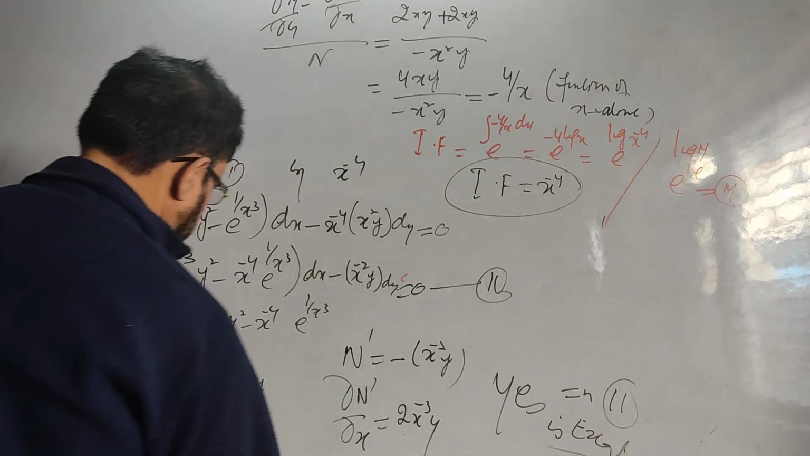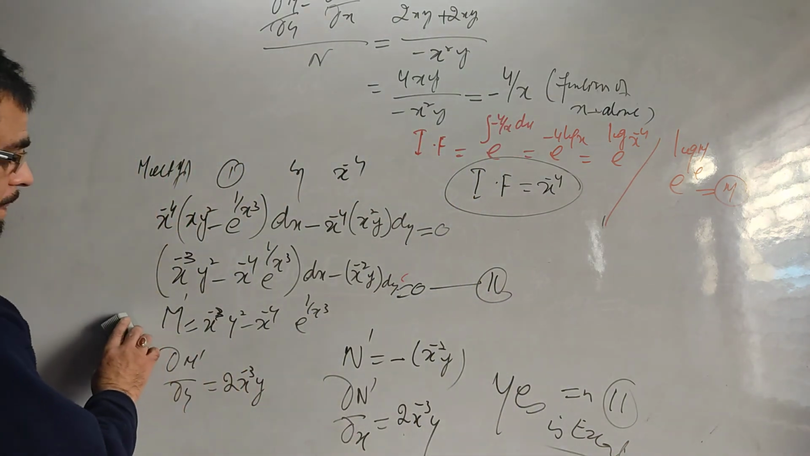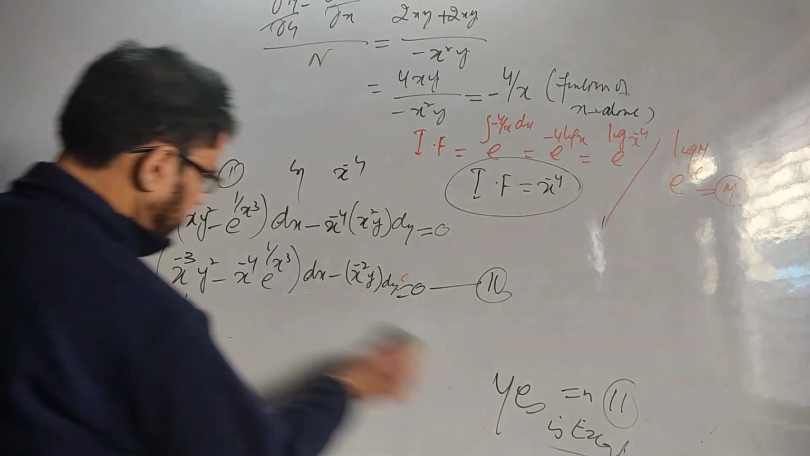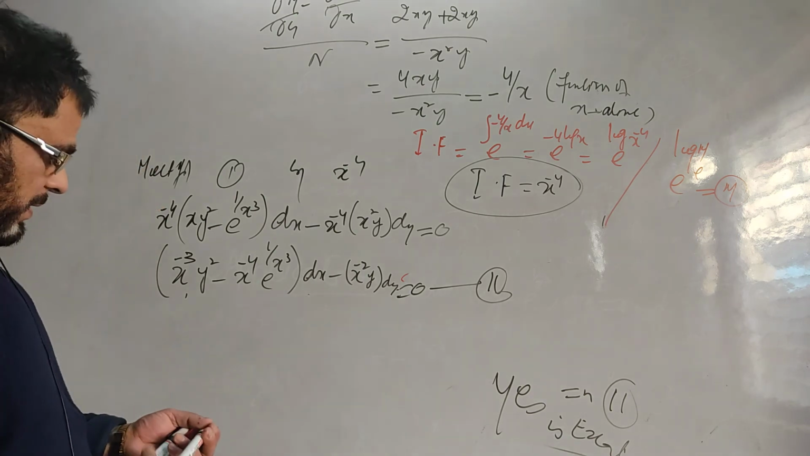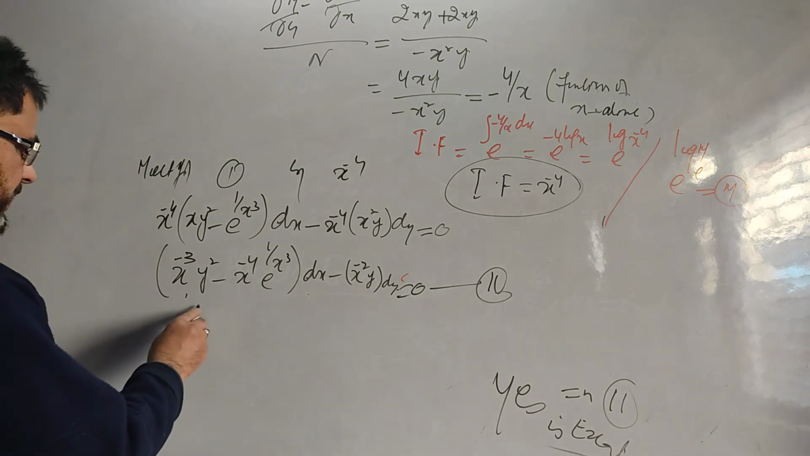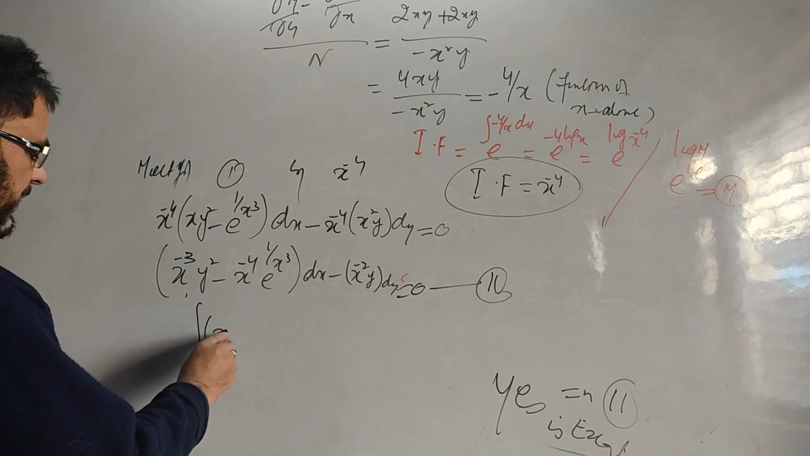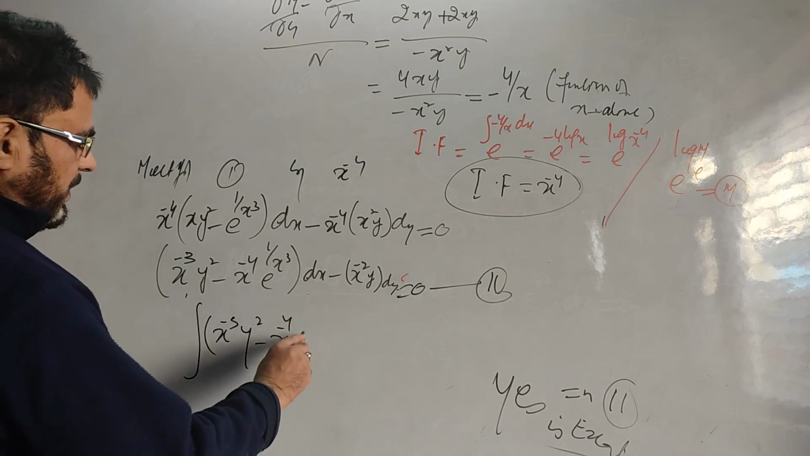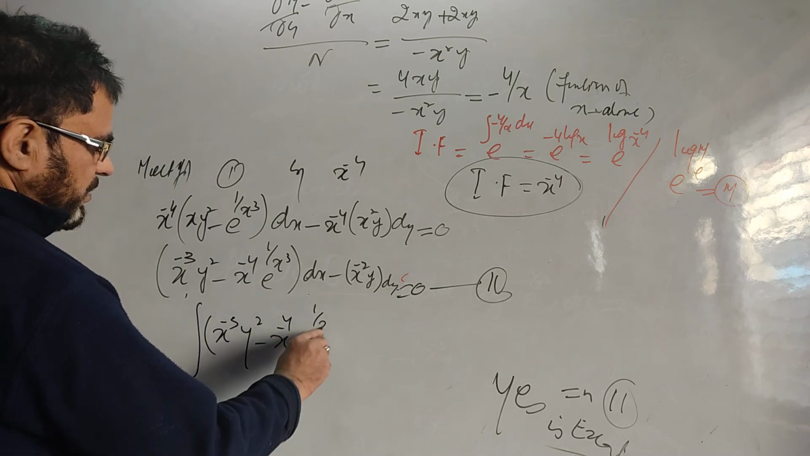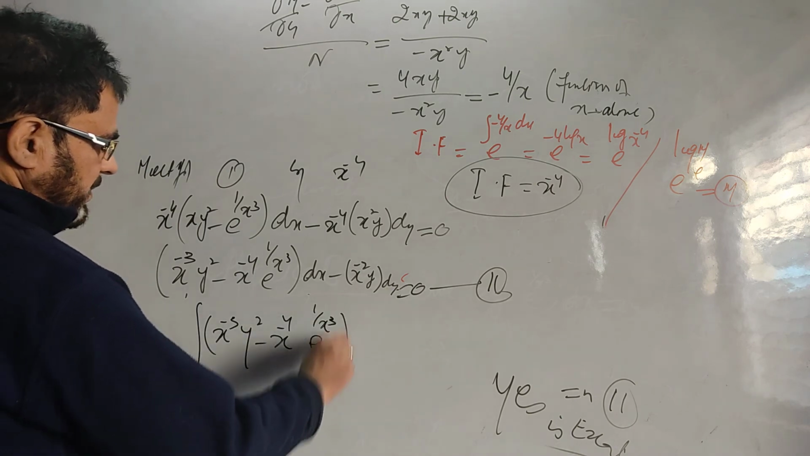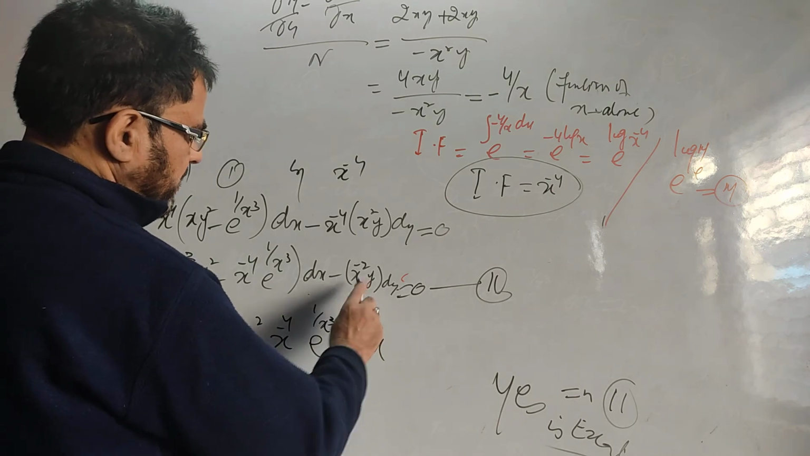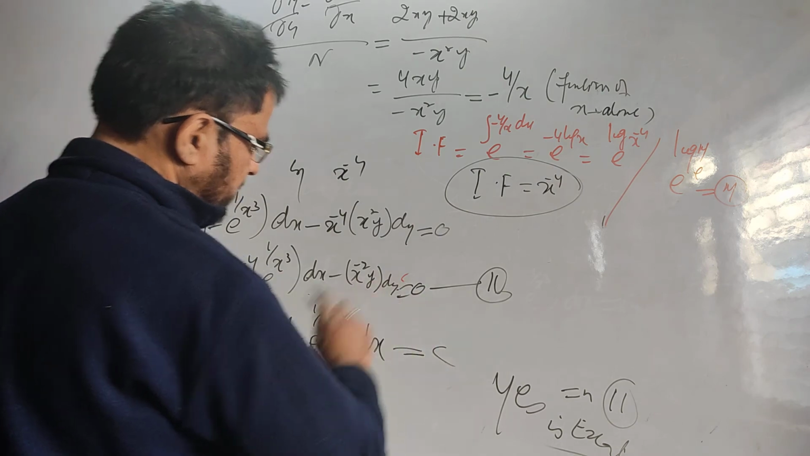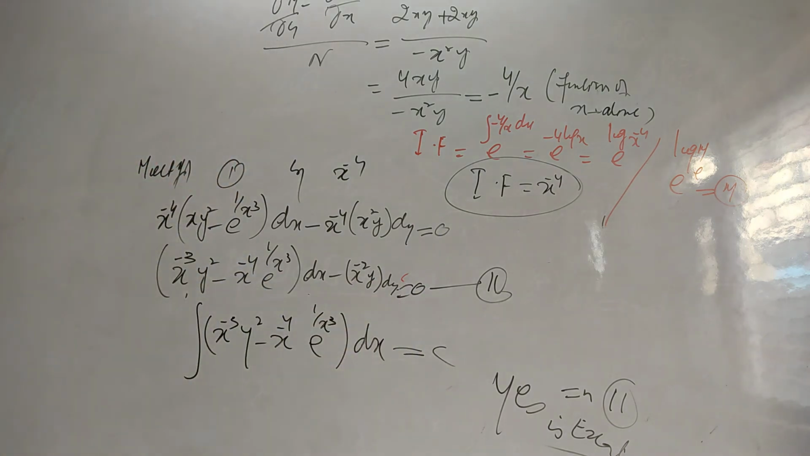So what is its solution now? Since it is exact, the solution is the integral of (x raised to power minus 3 y square minus x raised to power minus 4 e raised to power 1 by x cube) dx. The second term is free from x, so it is only c. You don't need N dash dy.